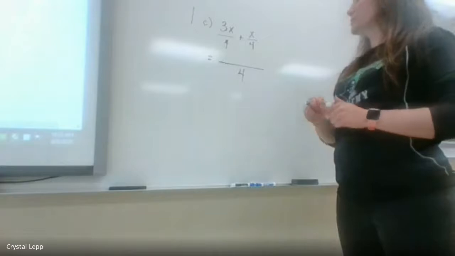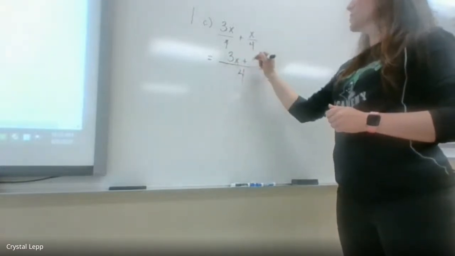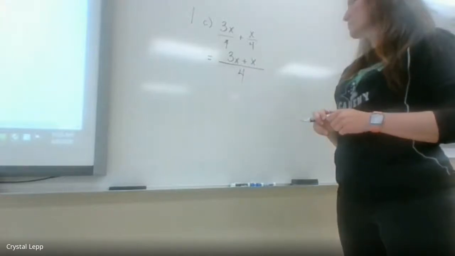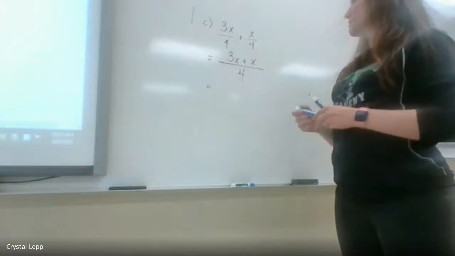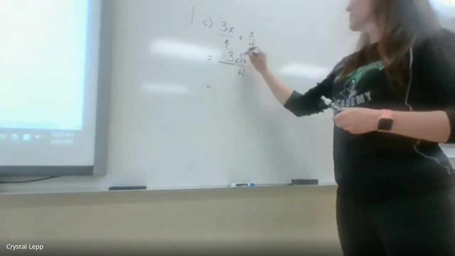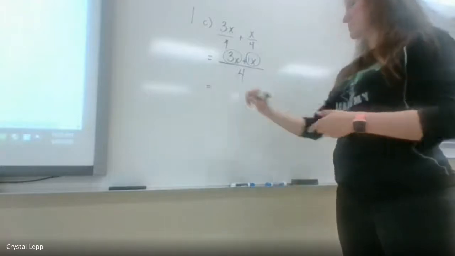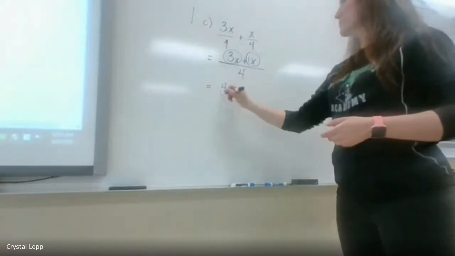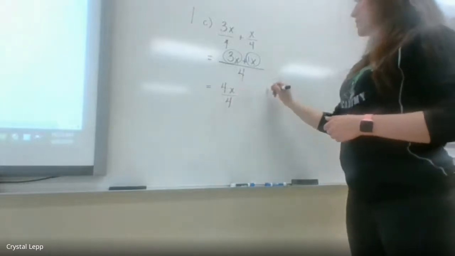And then we can rewrite our numerators, 3x plus x. And then we can collect like terms. So we get 3x plus 1x is actually 4x over 4. Well, we have it over 4, so we have no NPVs.